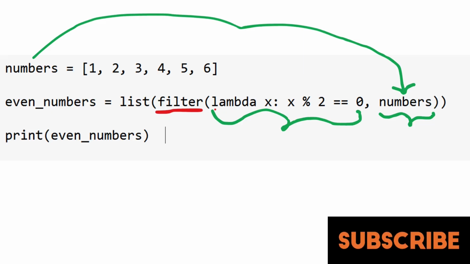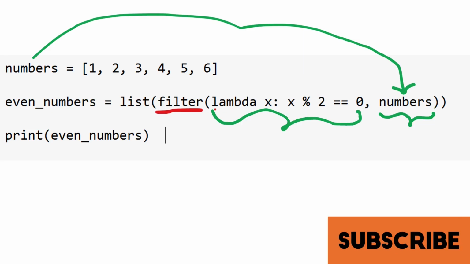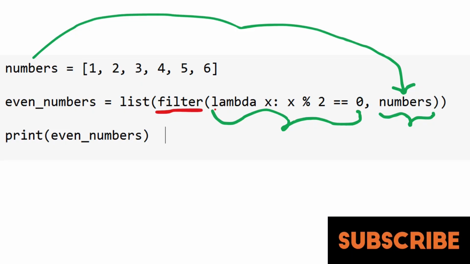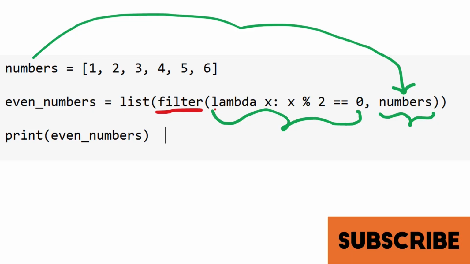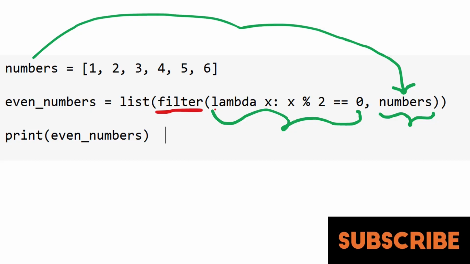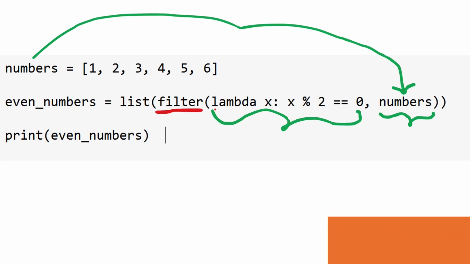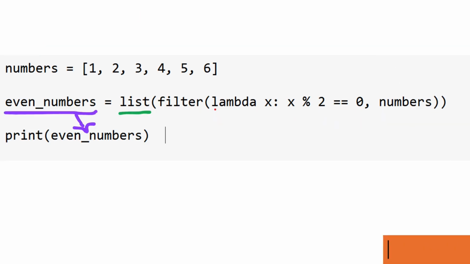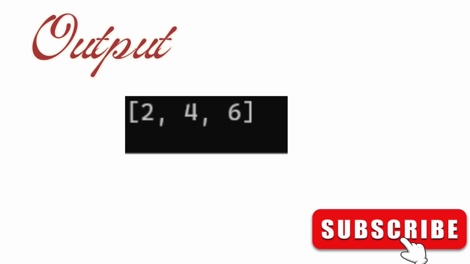Now this lambda function is going to check if a number is even, and it happens to each and every number inside the list named numbers. Finally, it keeps only the items for which the lambda function returns true. That is how we filter out the values. Then we use the list function to make the output readable, and we print the even numbers. Our output would be 2, 4, 6. This is how lambda and filter work as a perfect pair.